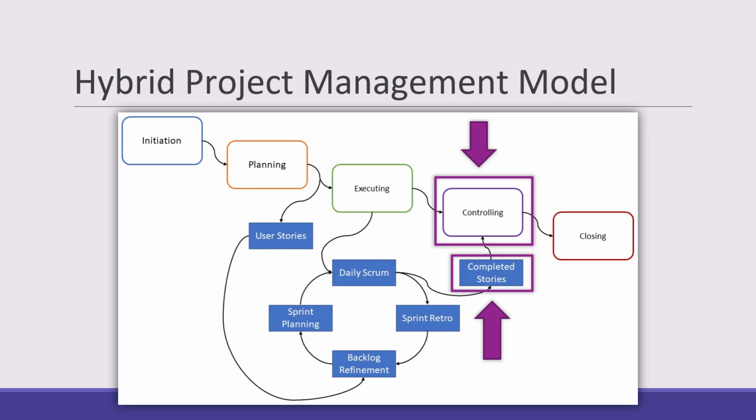The controlling phase is fed completed work in the form of finished user stories from the executing phase. These completed stories are validated in the controlling phase and passed into the closing phase for deployment and/or implementation of that completed work.